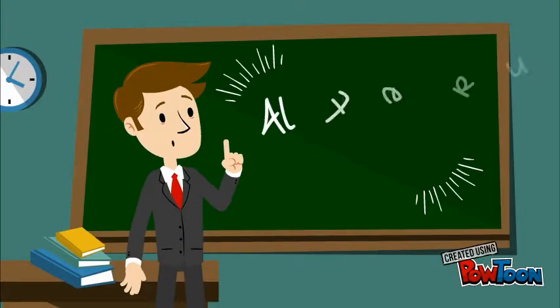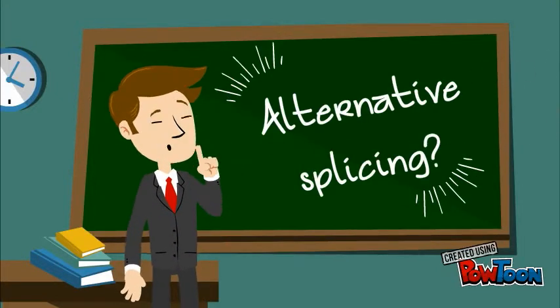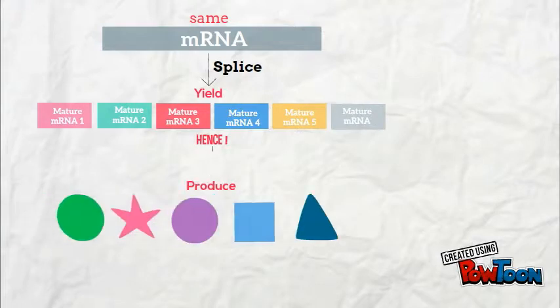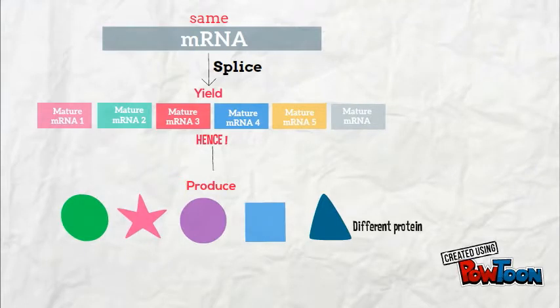What is alternative splicing? The idea of alternative splicing is actually taking the same mRNA transcript, and it can be spliced in different ways. This yields different mature mRNA molecules from the same initial transcript. Hence, it will produce different proteins from the same gene.